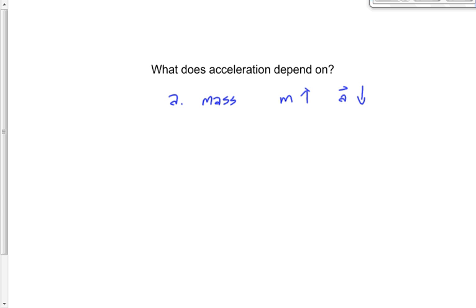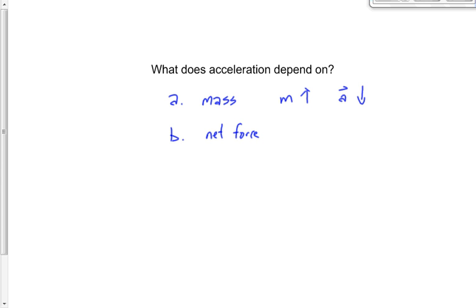What else does it depend upon? Bart? Force. Good. The net force. Not just force, but the net or the unbalanced force. How does that affect it? Well, let's take the car. You push a car with a little bit of force. You cause that car to accelerate because the car is not a very heavy car.